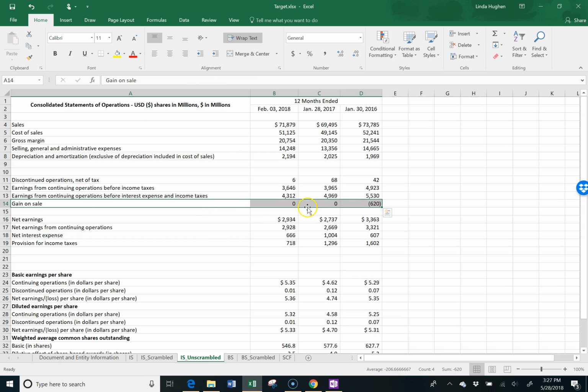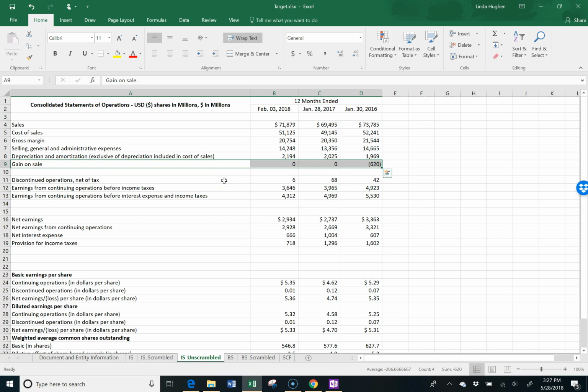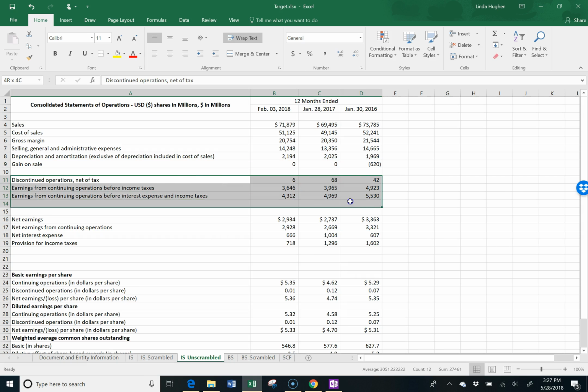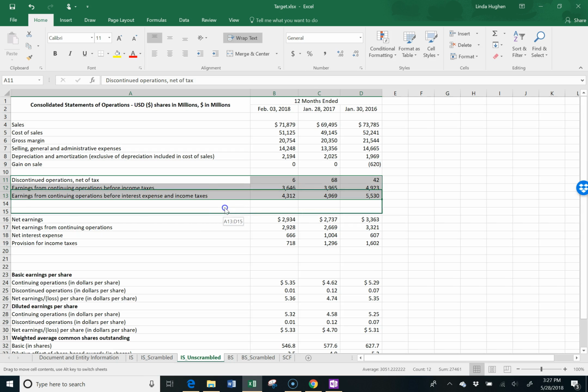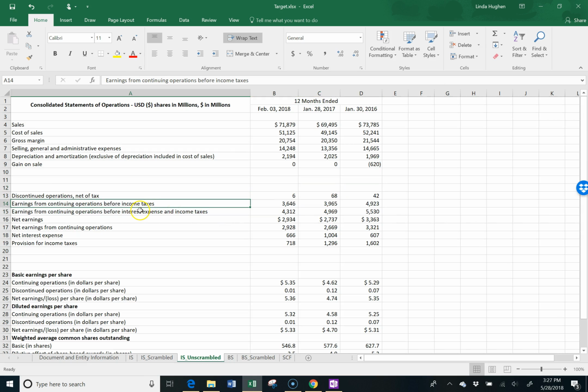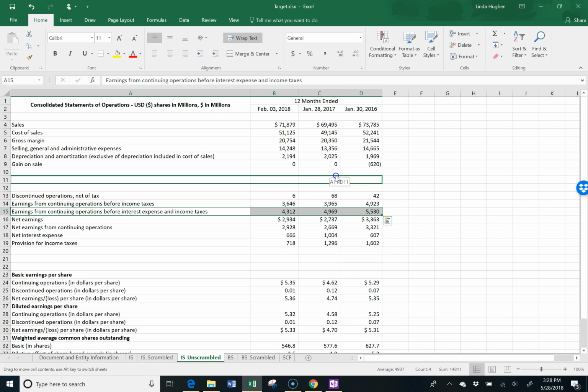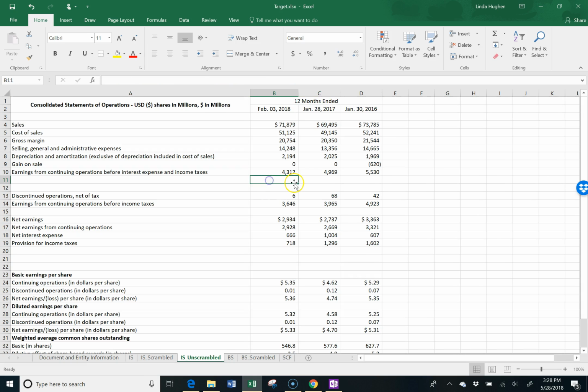Next, I'm going to allocate this gain on sale. Could the gain on sale be reported in the other revenues and gains section? It could, only because I know I already looked at the 10K when I scrambled it. I know that they report this in the operating section. So next I'm looking to see if there's anything else that might be included in income from continuing operations. Nope. So then the next subtotal that I have here is income from continuing operations before interest and income taxes, and I can check that by taking my gross margin, subtracting my SG&A, subtracting my depreciation, and sure enough I get 4312.